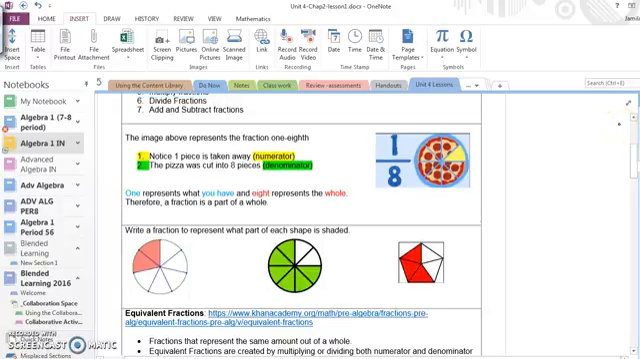Take a look at the first picture of the pizza here. This pizza has been cut into 8 pieces. 1, 2, 3, 4, 5, 6, 7, 8 pieces. 8 represents the whole, which is why 8 is in the denominator. Notice how one piece has been taken out or eaten. That one piece is a part of the whole, and that is the numerator. So 1 represents what you have, and 8 represents the whole. Therefore, a fraction is a part of a whole.